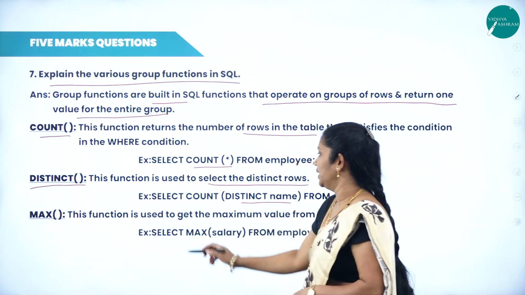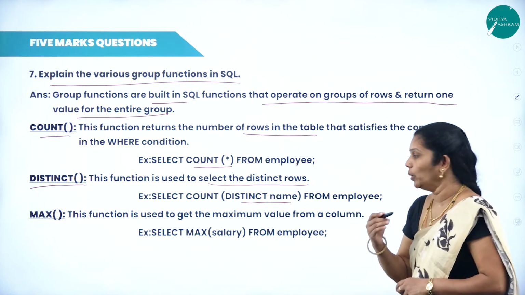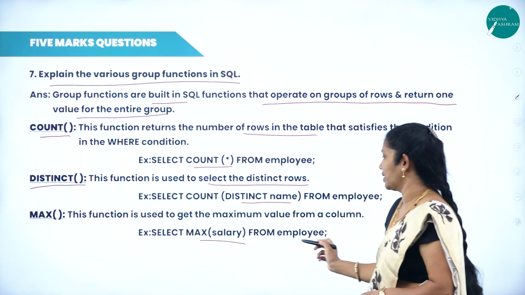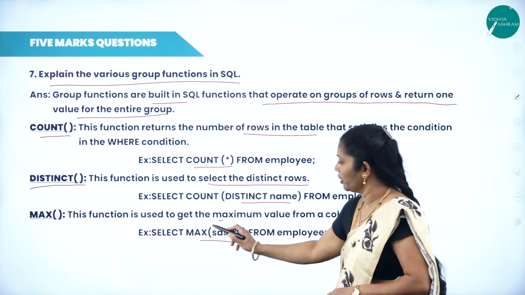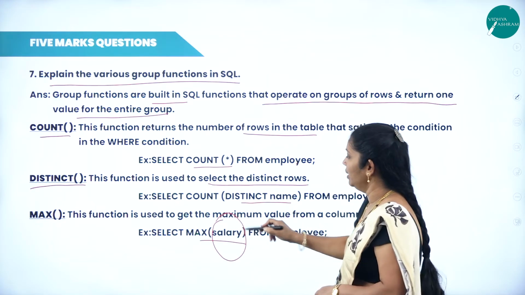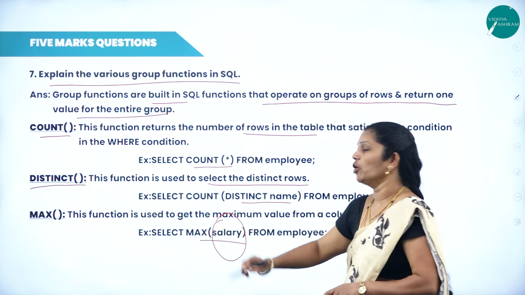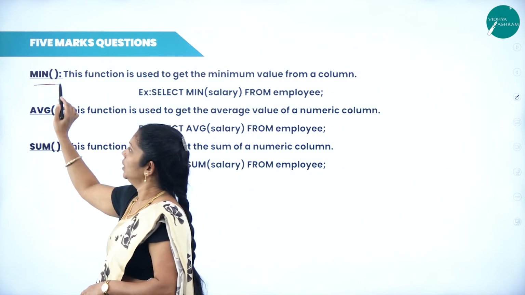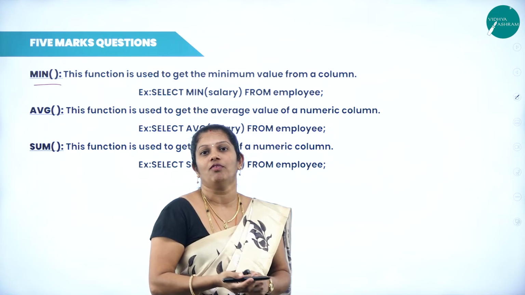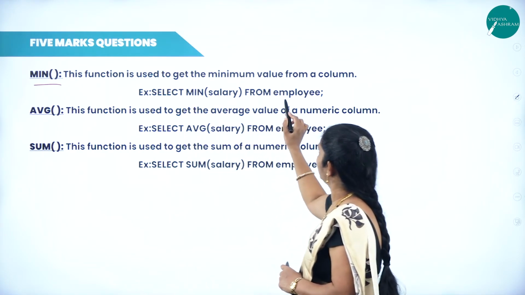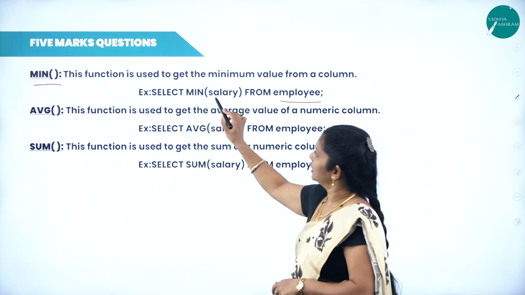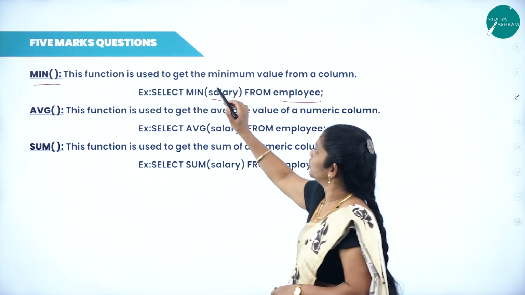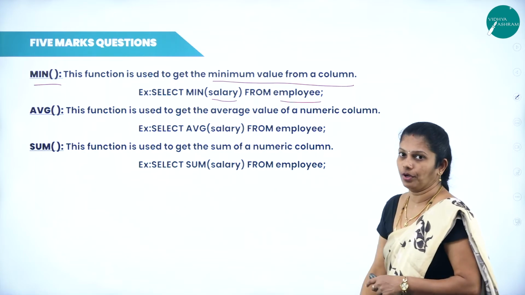The max function helps to get the maximum value in that particular column. For example, select max salary from employee. Then from the employee table, under the salary column, it will take only the maximum value. Next one, the min function. The name itself suggests it will select the minimum value. For example, in this employee table, we are selecting the salary whose value is the minimum. That is, this is used to get the minimum value from a column.